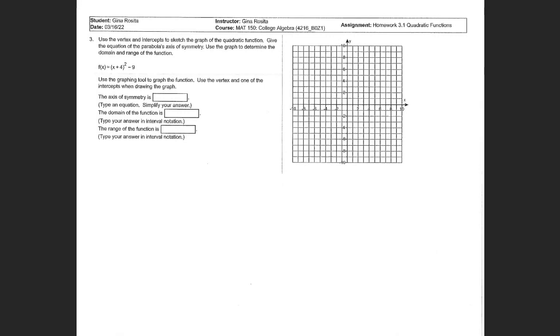Just going down a little bit to make it easy for me to write down. Okay, just write down the general formula: f(x) = a(x - h)^2 + k. So now the problem is f(x) = (x + 4)^2 - 9.